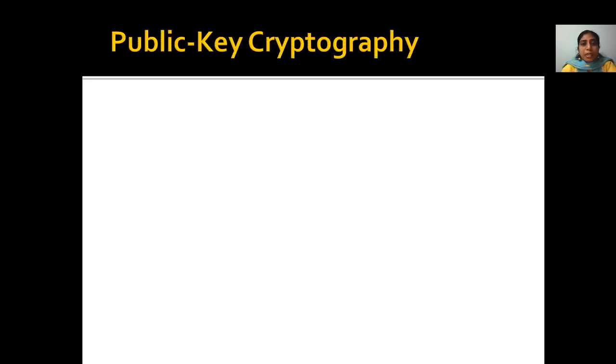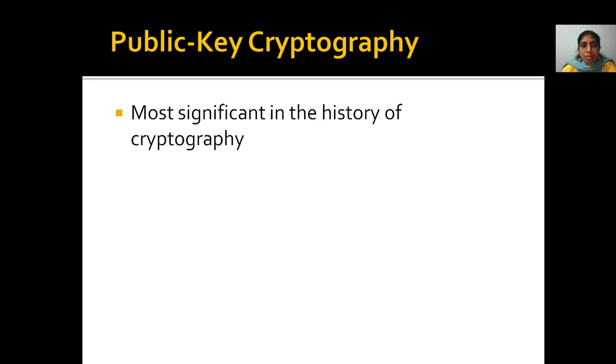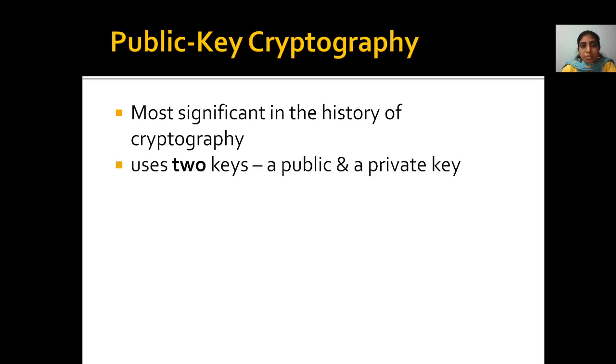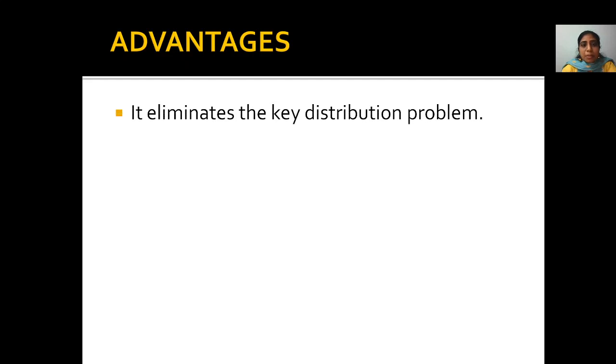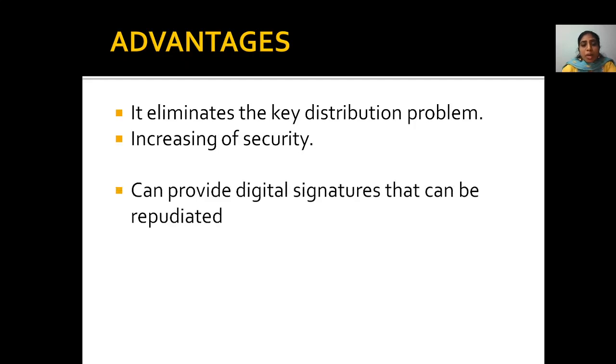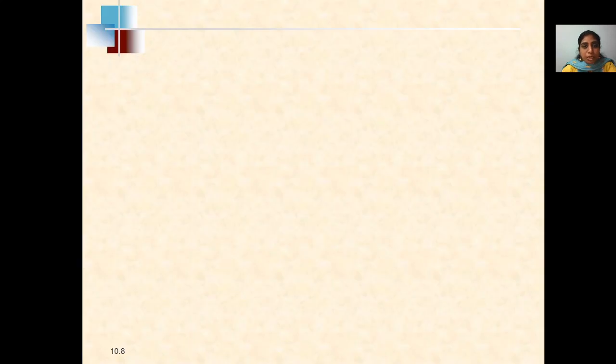Coming to public key cryptography. Public key cryptography is a cryptography where you use two keys. One is the public key, another one is a private key. It is also called asymmetric key distribution. It has a most significant history of cryptography and uses public and private keys. The advantages of using public key cryptography are that it eliminates the key distribution problem, it increases the security, and can provide a digital signature that can be repudiated.